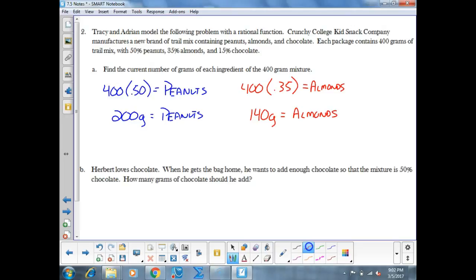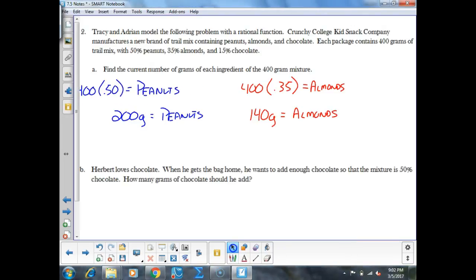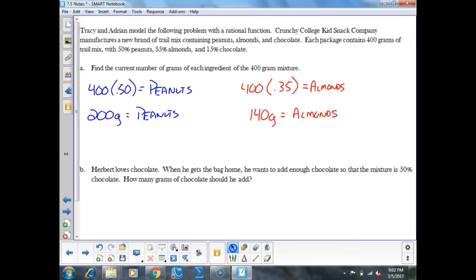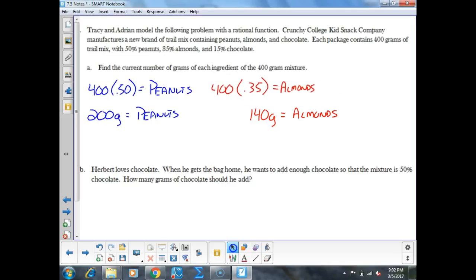Let me move this. Give me a second here to move this stuff back over. So get a little more. Whoa. Don't want to move that.